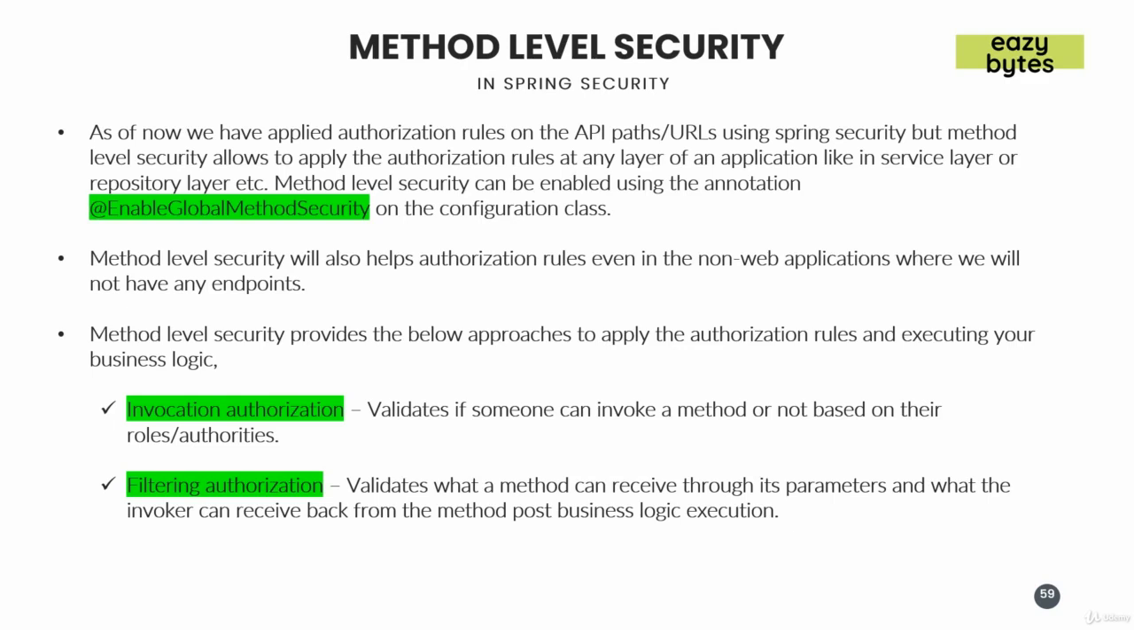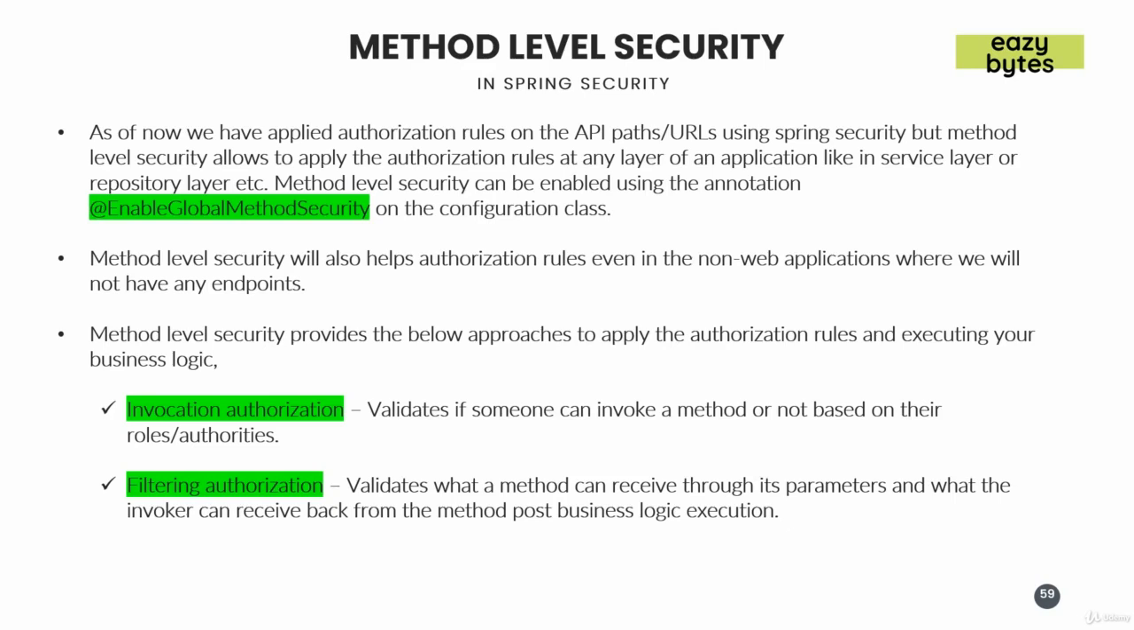Like I want to put certain authorization rules like who can execute a method in my service layer or repository layer or any layer that your application has. At the same time, there is no guarantee that all the applications that you are going to build will be web applications. There might be a scenario where you will have non-web applications where you will not have any API paths or MVC paths to configure authorization rules. For all such scenarios, method level security is the answer from Spring Security. So this feature will help us in implementing authorization rules on top of methods inside our application.